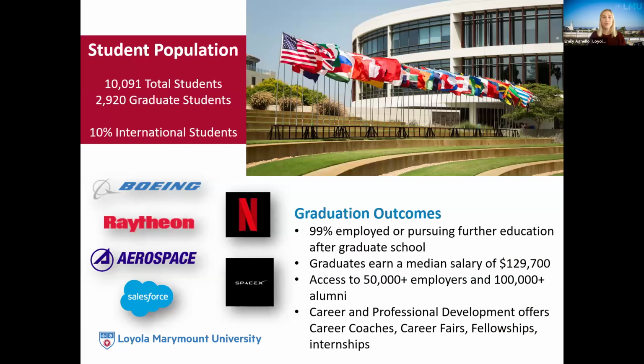So LMU as a whole, we have a little over 10,000 students, so we're a medium-sized institution in the US. About 3,000 of those are graduate students, including our students on our main campus and also from our Loyola Law School. And about 10% of our students are international students. So we do have students coming from all over to attend LMU.